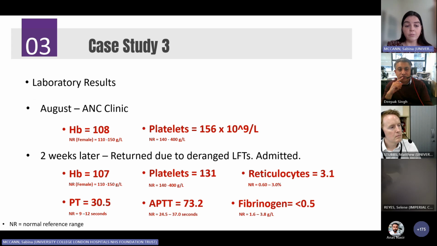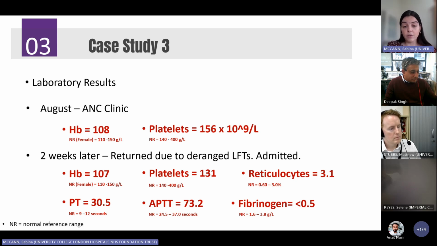So at this antenatal appointment, for the bloods that were taken in August, her hemoglobin was 108 and a platelet count of 156. Two weeks later, the patient was recalled due to deranged LFTs following these bloods in August. Unfortunately, I don't have access to biochemistry results, but I do have the hemoglobin, platelets, and reticulocytes, and hemoglobin and platelets were slightly lower than normal range.